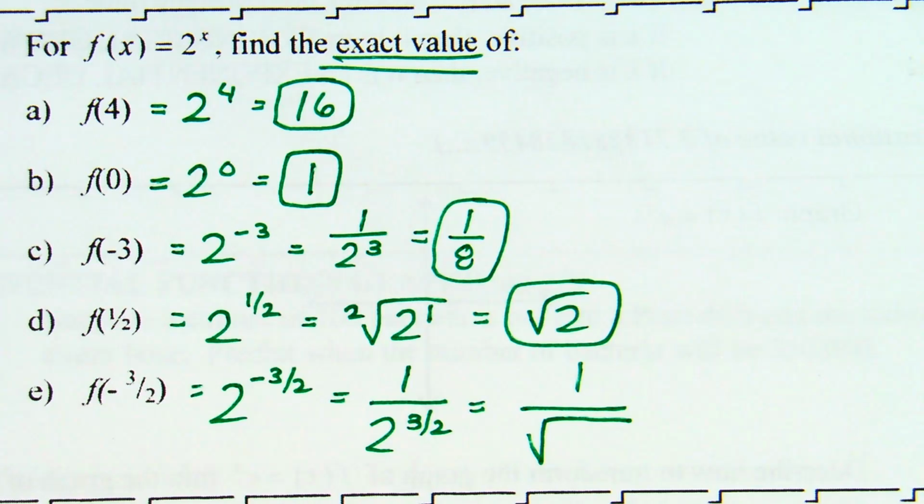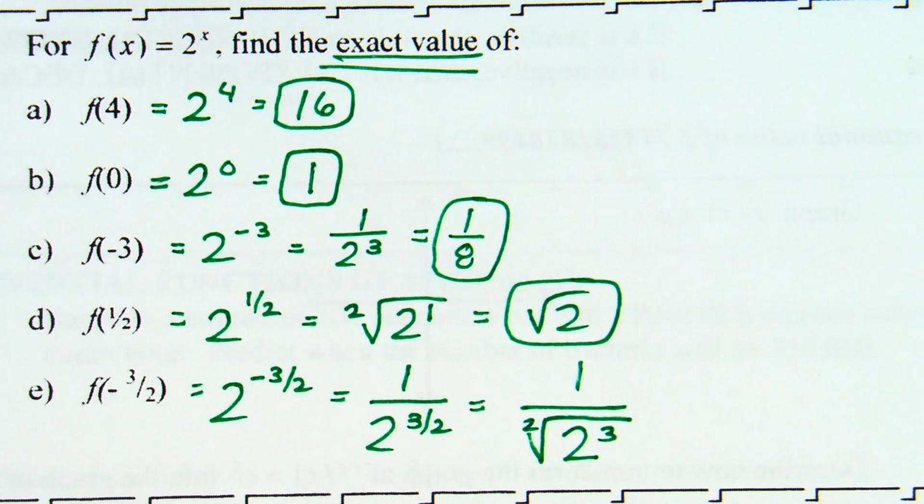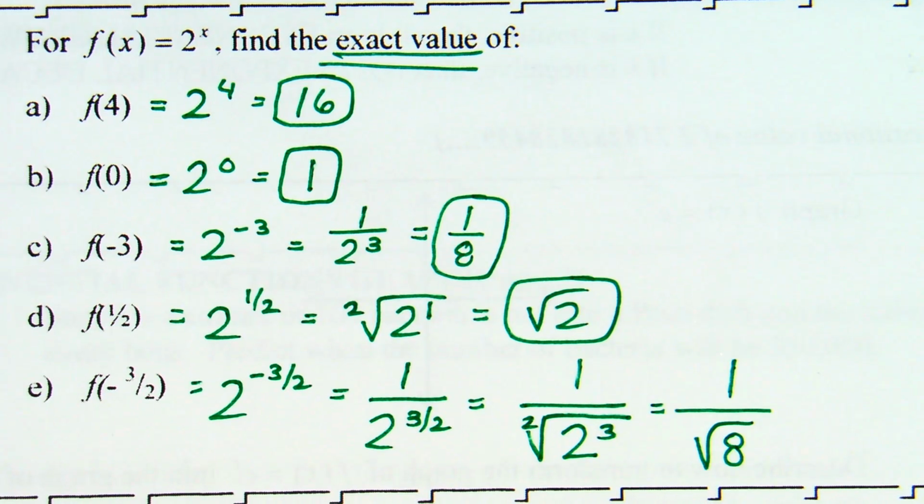My denominator of 2 tells me that this is a square root of 2, and then that numerator of 3 says 2 to the third. What do you know about 2 to the third? So this is 1 over the square root of 8. It's exact. Officially, though, we can keep going. What do we know about the square root of 8?